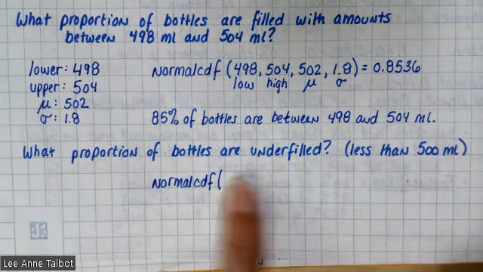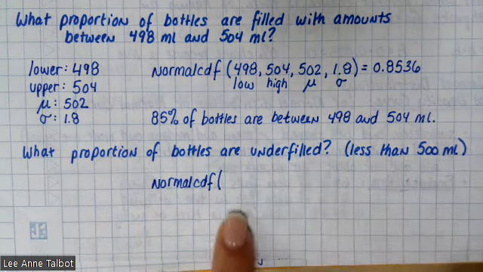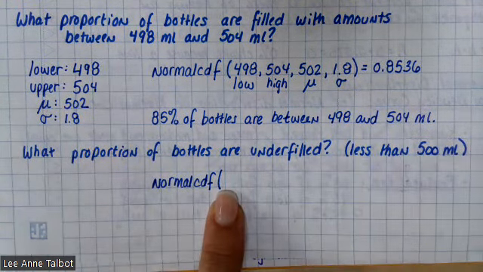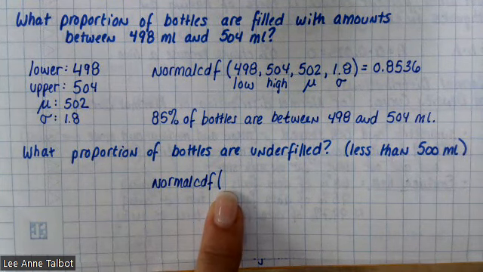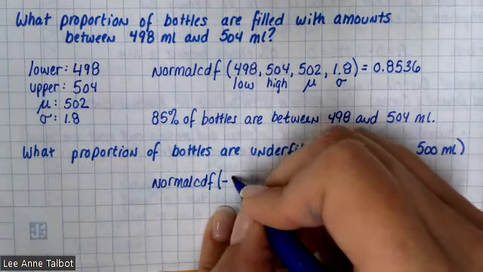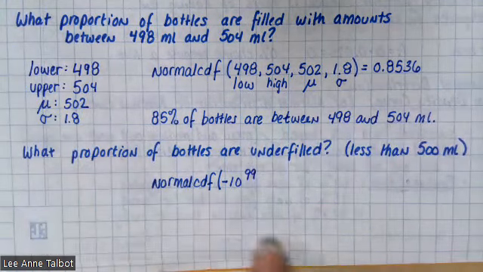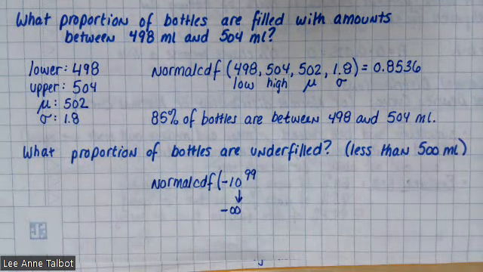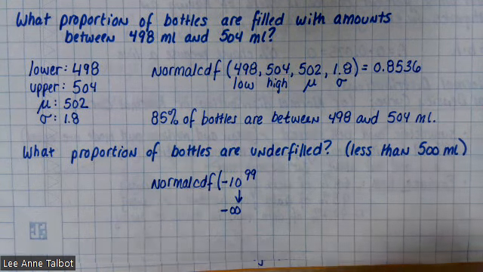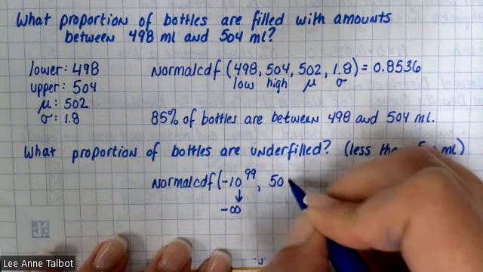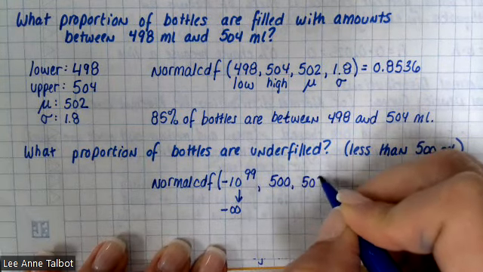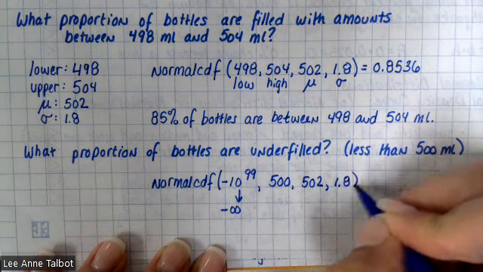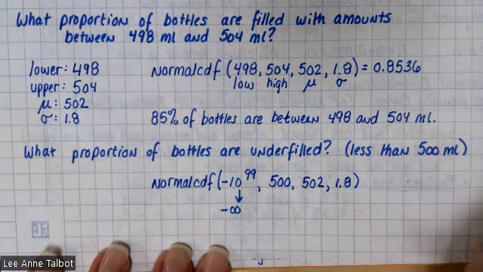Okay, and remember it goes low, high, mean, standard deviation. So my low is negative infinity. And unless you're using a TI-Nspire calculator, your calculator doesn't do negative infinity. So in stats, what we do is negative 10 to the 99th power. That's what we're going to say all year for negative infinity. That's about as much as your calculator can handle. So that will be your low, 500 will be your high, your mean is still 502 and your standard deviation is still 1.8.